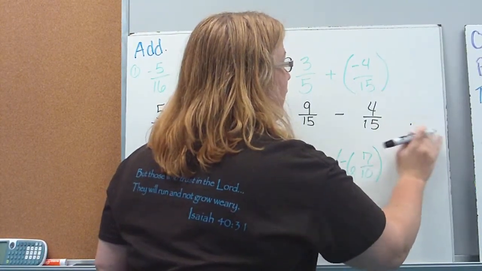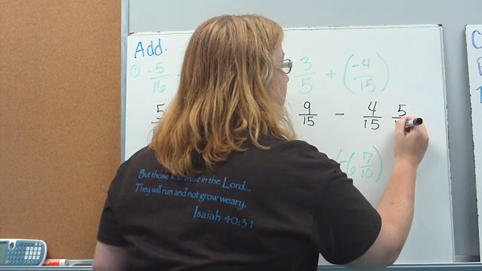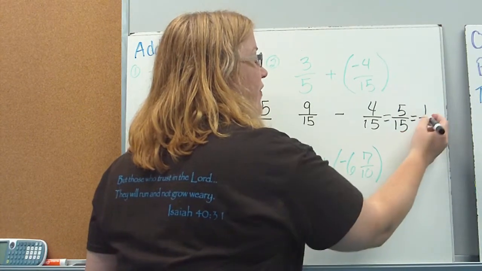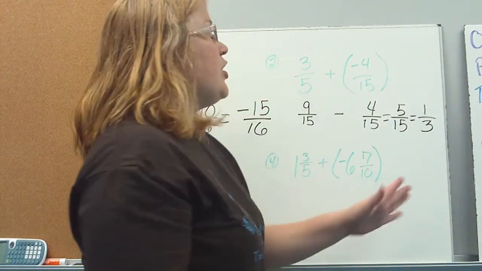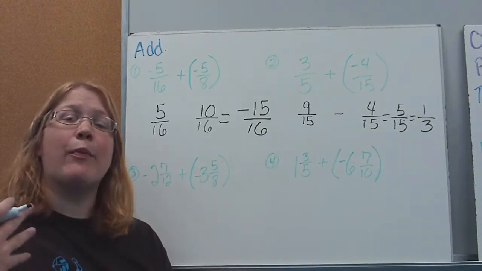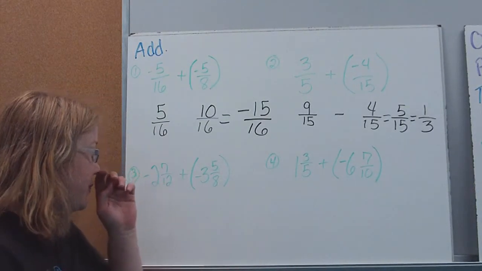Hang on, let me just slide this over a little bit so I have room for this. Sorry, guys. All right. So if I divide 5 by 5, I get 1. If I divide 15 by 5, I get 3. So my answer in its simplest form is positive 1/3. We need to make sure we're remembering to reduce our fractions.